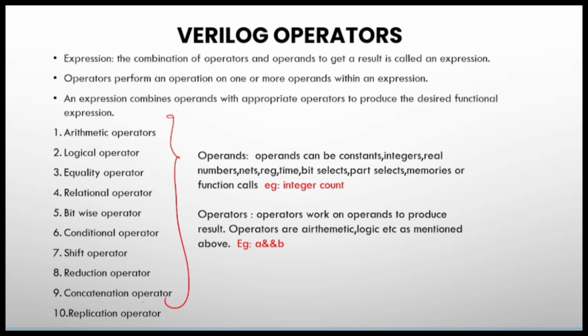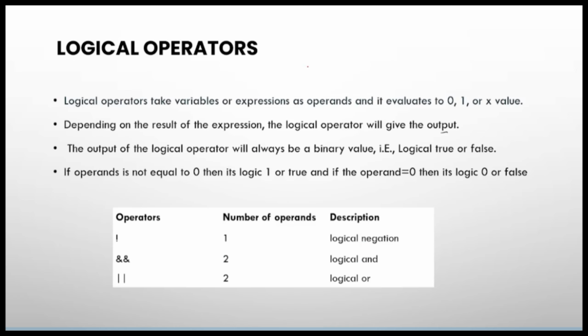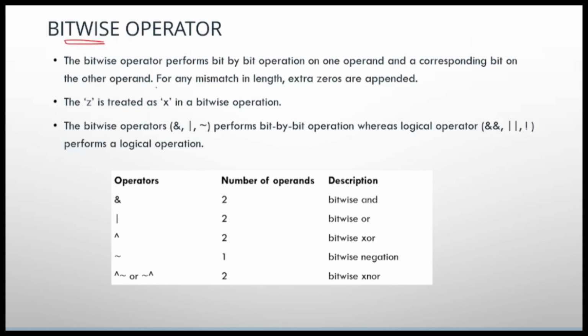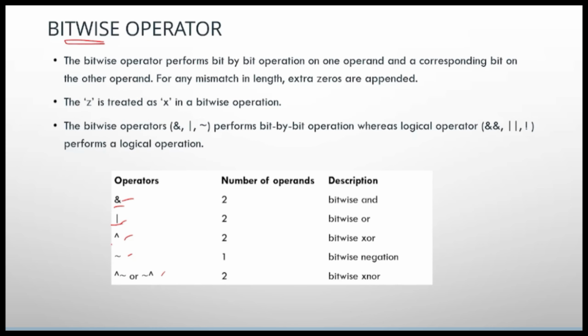Clear? So these are the operators that you will be using. You already know that in order to perform arithmetic operations you will be using the arithmetic operators, and in order to perform logical operations you will be using logical operators. So this is logical negation, logical and, logical or. And in order to perform bitwise operations you will be using the bitwise operators, where these are the notations for bitwise operations, like and, or. You should also consider the difference between logical and bitwise and. You should remember these particular operations.